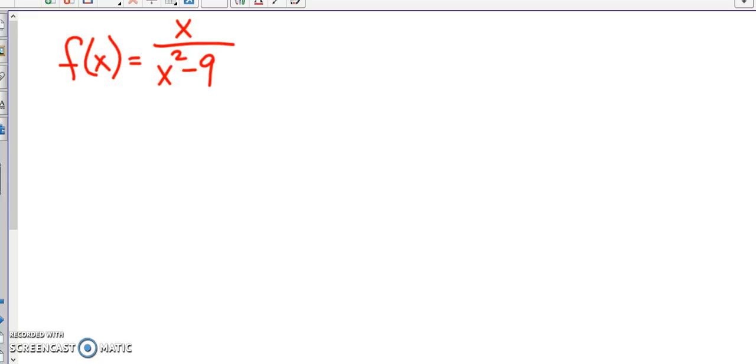And a zero of the denominator, right? So figuring out where the denominator is 0 would be key in finding your vertical asymptotes. How can I figure out where that's equal to 0?